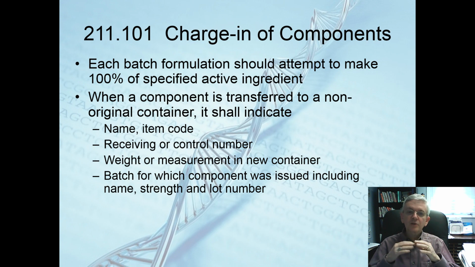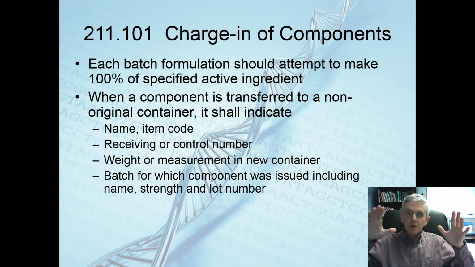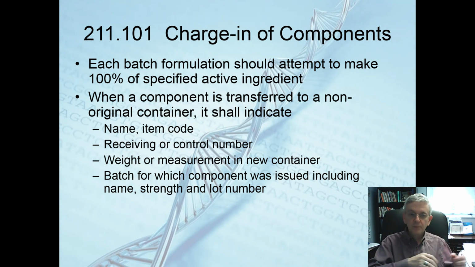When that component is transferred to a non-original container, say I'm taking a raw material out of the master container, putting it over into something else, I have to ID that container with specific information as laid out here. Why? Because I want to be able to track that back and make sure what is in that container. It's not just a white powder or a clear liquid. What is that? What lot number is it? When did you put it in? Those are the types of things that you need to know.